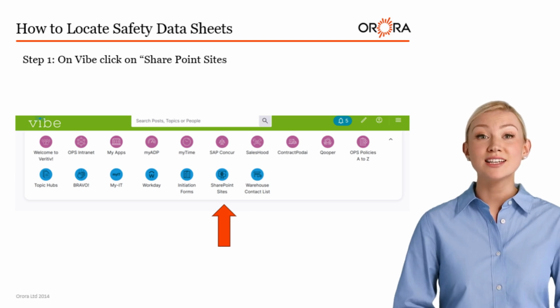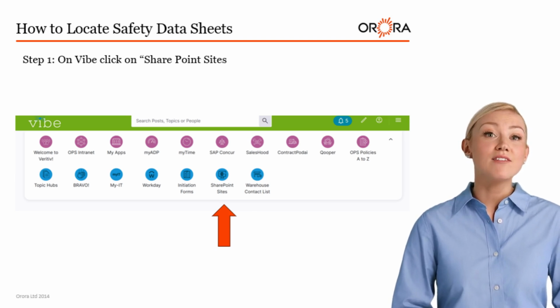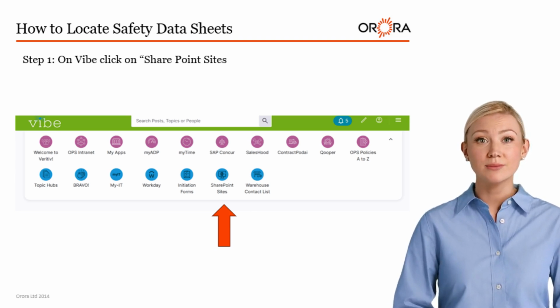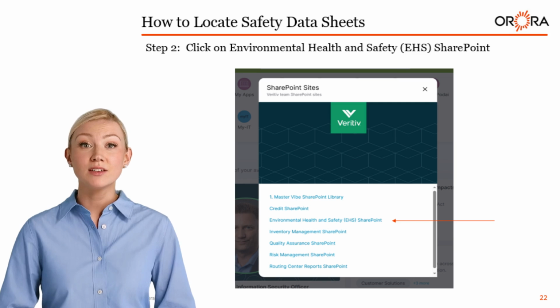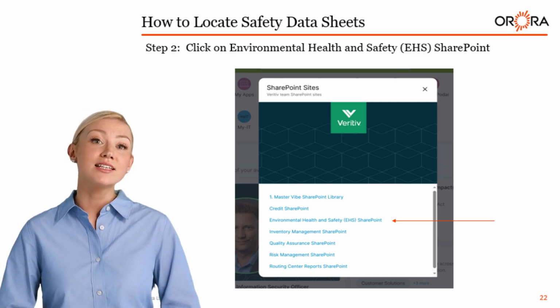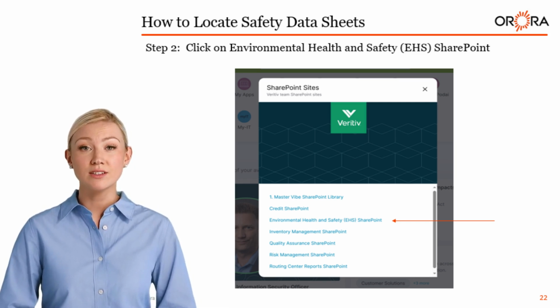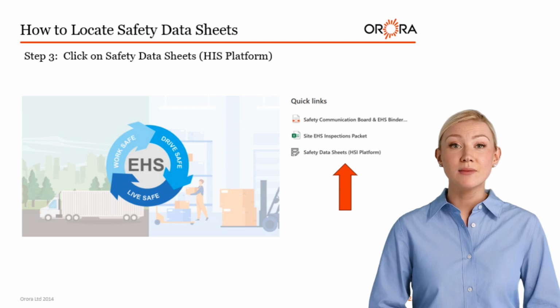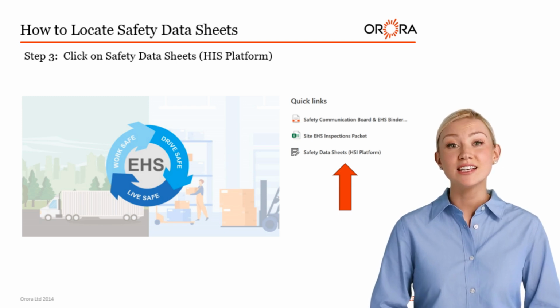How to locate safety data sheets. Step 1. On Vibe, click on SharePoint sites. Step 2. Click on Environmental Health and Safety, EHS SharePoint. Step 3. Click on Safety Data Sheets.